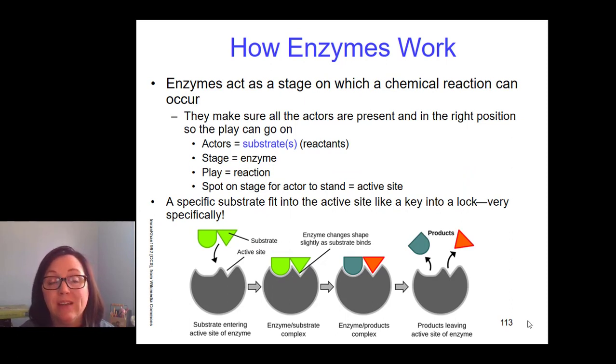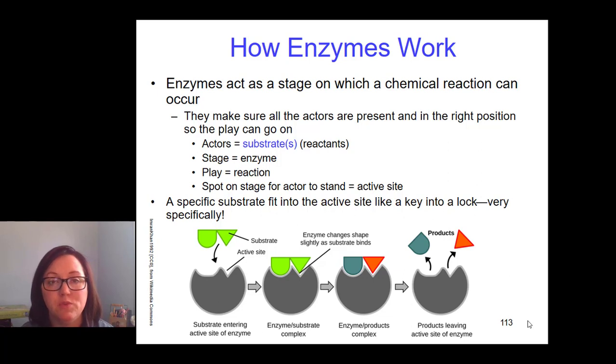So the reactants have a special name in an enzyme catalyzed reaction. They're referred to as substrates. So using my stage analogy, you can think of these substrates as being the actors in the play. The stage itself is the enzyme, and the play is the reaction. Now, in this particular play, the actors have to stand in one very specific place on the stage. And that's the only place they can stand, or else the play doesn't work out. In an enzyme, we call this an active site. So the active site is the spot on the enzyme where the substrate will fit in.